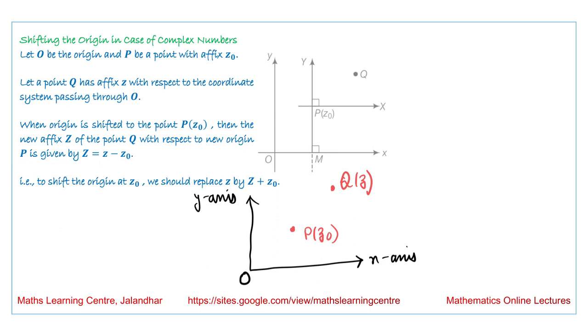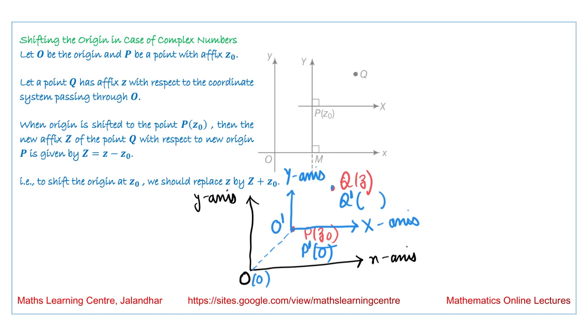Now if we shift the origin to this point Z naught, or we are saying shift the origin to the point P, then corresponding to this, the new origin is O dash. This point is 0, this point is Z naught, and the new coordinates of this point P dash, we are saying they are 0. This is representing the 0 corresponding to the new axes, that is X axis and Y axis. These are the new axes.